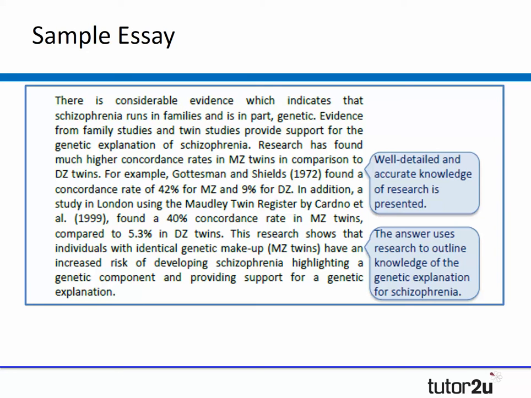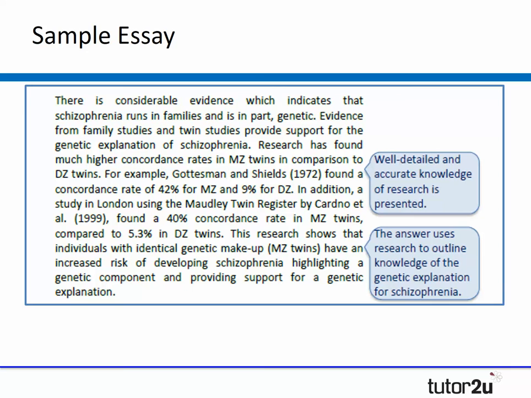They then go into evidence, which is interesting. So they're using evidence here as their knowledge. It says evidence from family and twin studies provides support for the genetic explanation for schizophrenia. It then says researchers found much higher concordance rates in MZ twins in comparison to DZ twins. Great. They go on to give the examples. They say, for example, Gottesman and Shields found a concordance rate of 42% for MZ twins and 9% for DZs.